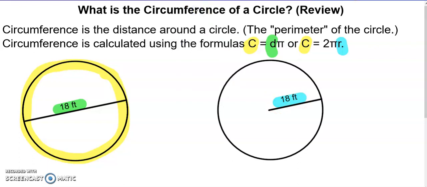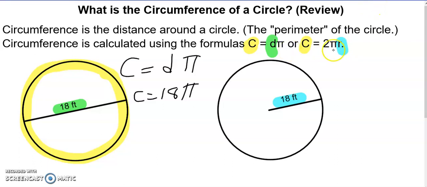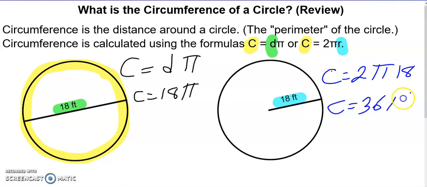So in this first circle, we are going to use diameter times pi because they give me diameter. So the circumference of this circle is 18 pi. However, in the second circle, they didn't give us diameter, they gave us radius. So I'm going to use the second equation right here because this equation has radius in it. So circumference equals 2 times pi times 18. And because we're going to keep pi as pi, 2 times 18 gives me 36 pi. So that's how we find circumference.